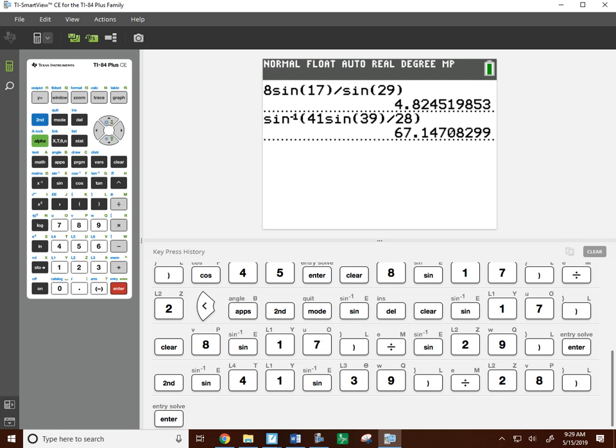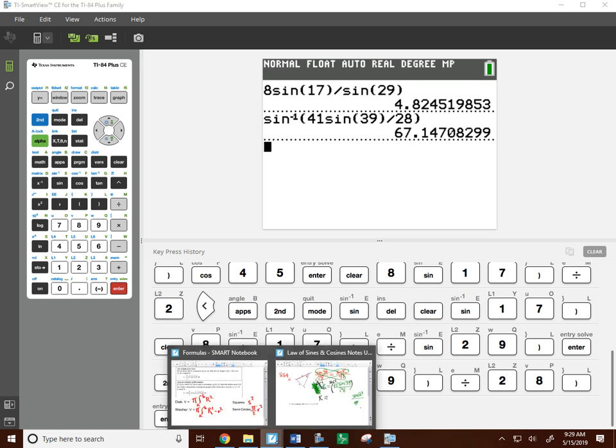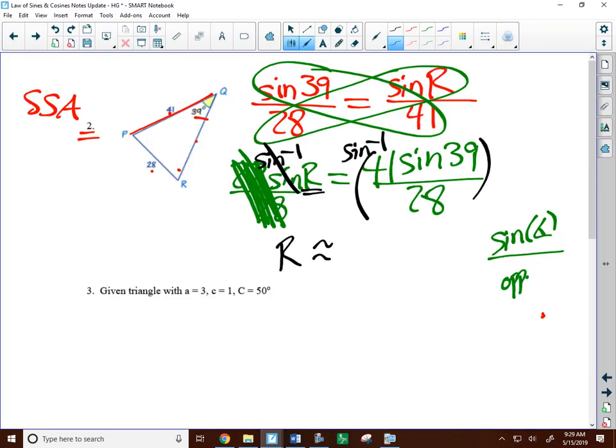If you wanted to, you could have just done 41 sine 39 over 28 to get a decimal first, and then do sine inverse of that. It's doing sine inverse of all of that. But feel free to do the inside first, and then do sine inverse of that. Good job. It's good to check here so you can do it on your calculator.